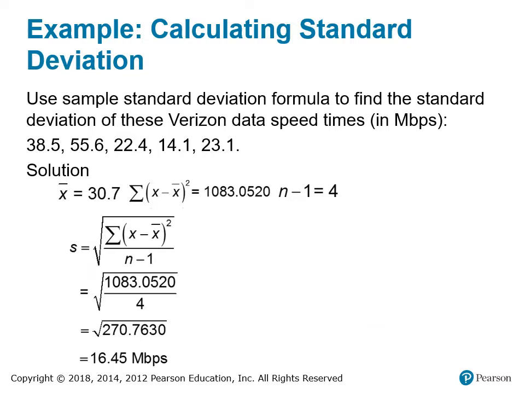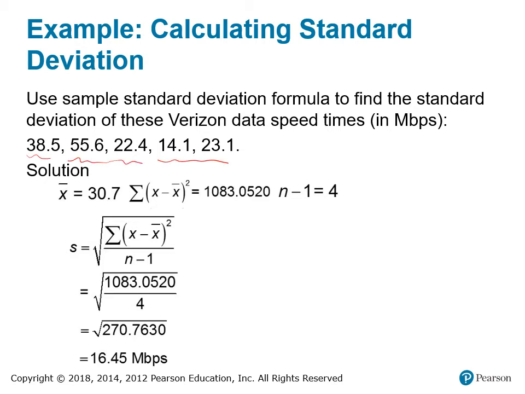So if we go to calculate a standard deviation, again, we're going to look at it in a fairly systematic approach. The more values you have in your sample, the harder it is going to be to calculate the standard deviation. So having a systematic approach will be helpful. So we go back to the Verizon data speed question. We have these 5 data speeds that we've looked at already. We want to calculate the standard deviation.